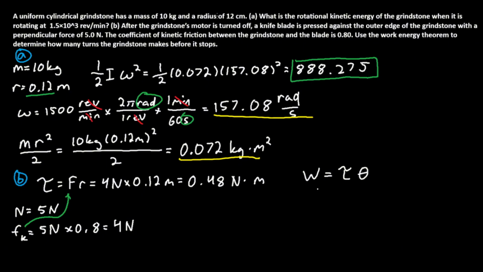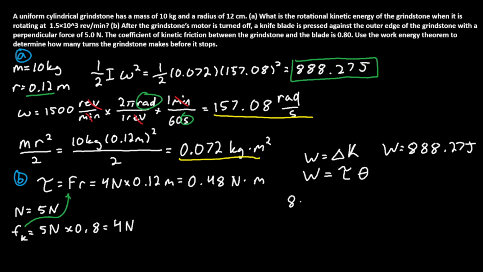Well, how much work do we need to do? Well, the work we need to do should be equivalent to the rotational kinetic energy, since work is equal to change in kinetic energy, and we want the grindstone to come to a complete stop. Your work should be equal to the negative of your current rotational kinetic energy. Therefore, your work should be equal to negative 888.27 joules. But we don't need to worry about the magnitudes or the negatives or anything, as long as we keep them in mind. So the work should be equal to 888.27 joules.